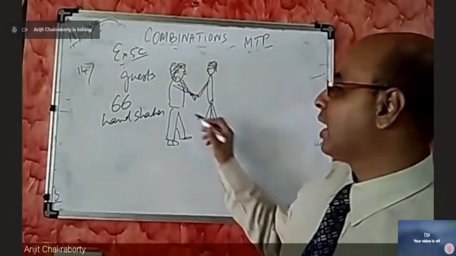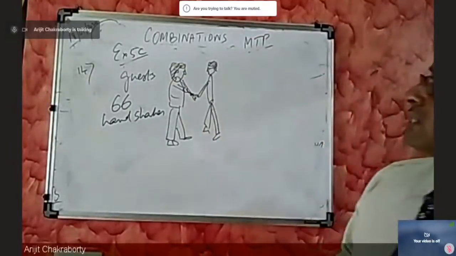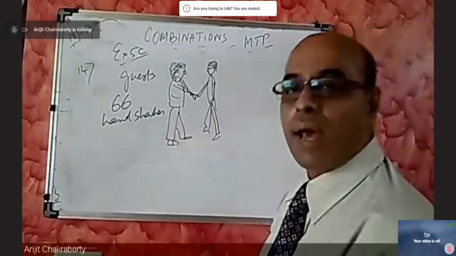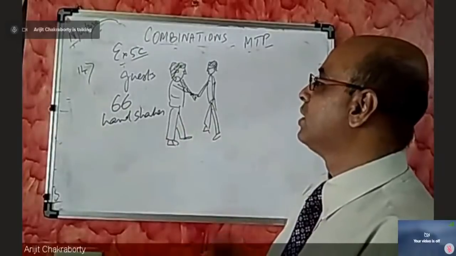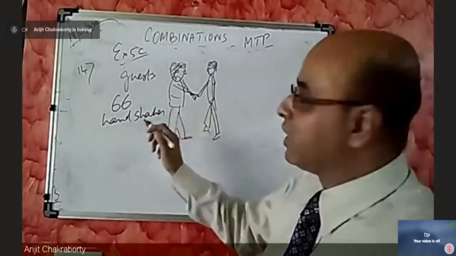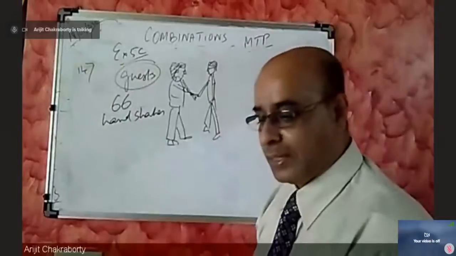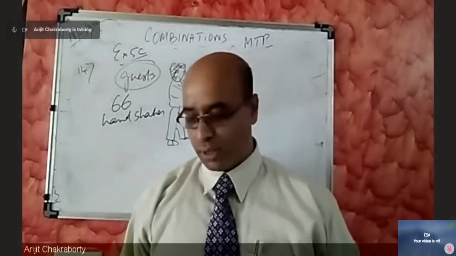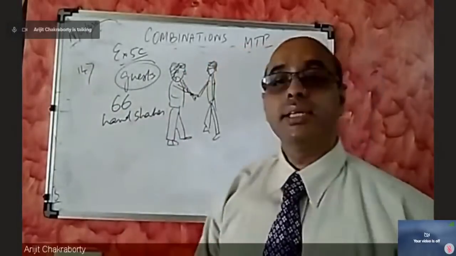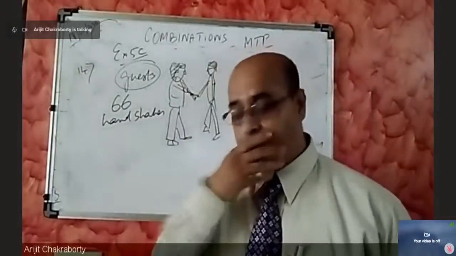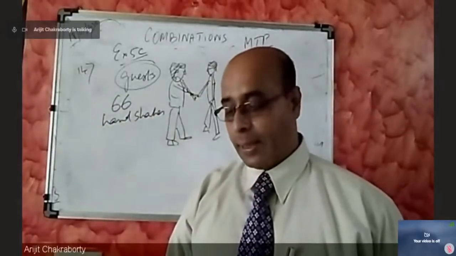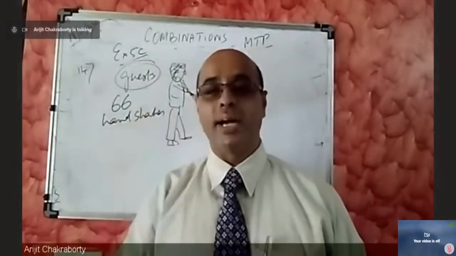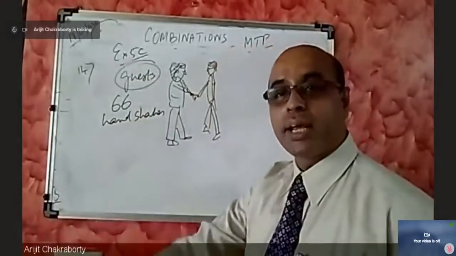Now a person is shaking hands. Very good. And the question is, 66 handshakes have happened, but how many guests were there? Lovely question. MCQ, but one of the best I found. So here you see 66 handshakes. We don't know the number of guests. But for 2 people to shake hands, you need 2 hands. My hand I extend, somebody else's.